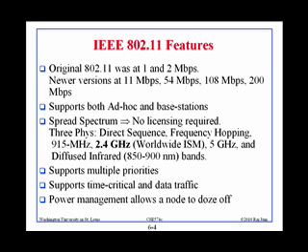So 11 uses both direct sequence and frequency hopping. It runs at 915 megahertz, 2.4 gigahertz, 5 gigahertz, and 850 nanometers. So what are those things?